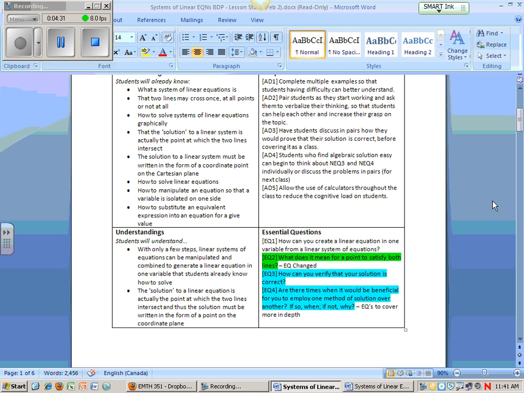Okay, so as Allison said, we changed it to question number 2. Before, it was talking about something like a solution for the linear relation. Now we wanted to focus more on what it means for a point to satisfy both lines. So we changed it to that. Oh, we changed the emphasis. Sorry.